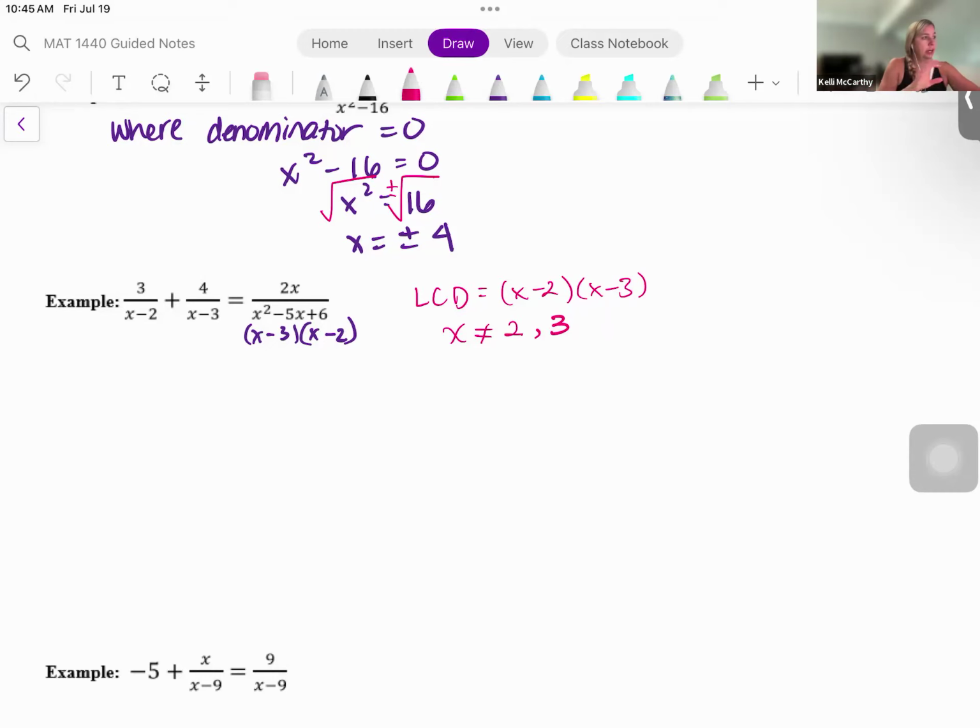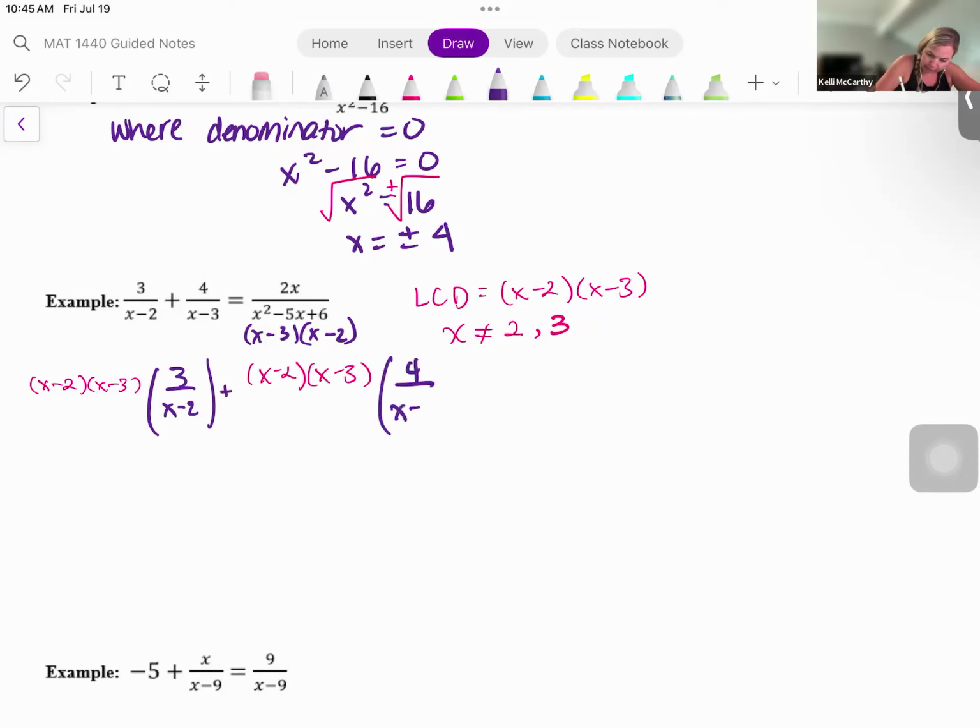So now that we have our LCD, we're going to multiply each term in our equation by that LCD. x minus 2 times x minus 3 times 3 over x minus 2, plus x minus 2 times x minus 3 times 4 over x minus 3, equals x minus 2 times x minus 3 times 2x over x minus 2 times x minus 3.